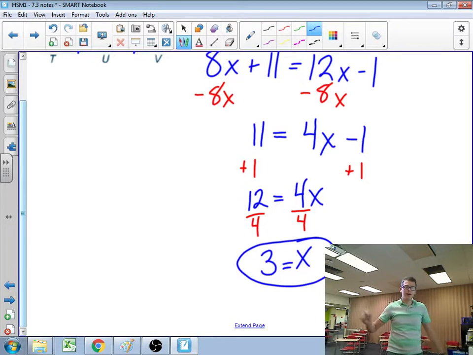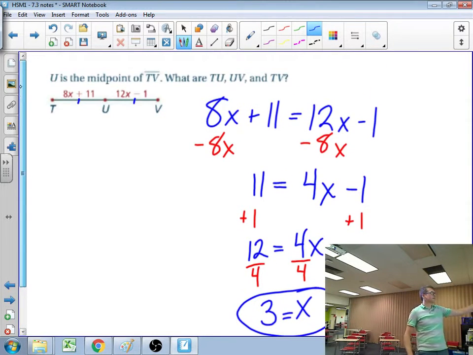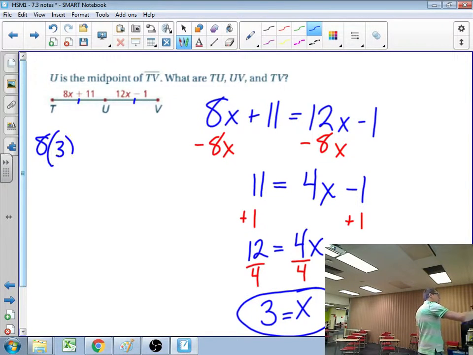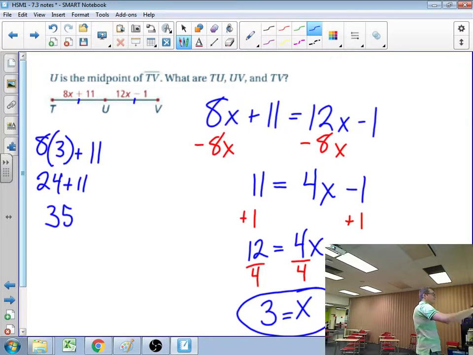But again, we're not done yet, because it wants to know what the lengths of TU and UV are. The convenient thing here is that once I find one of them, I've really found both of them. But if we want to be precise, we want to find both of them and make sure that we did this correctly and get the same answer for both. So for TU, let's plug in a 3 where we see an x. 8 times 3 plus 11 becomes 24 plus 11, which becomes 35.